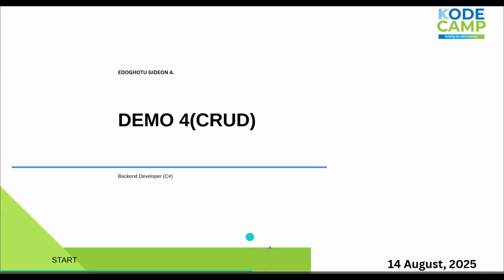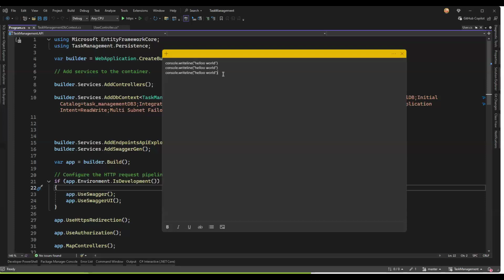Have you seen it now? Yes. Okay, so you have your console dot write line. Sorry. Are you writing anything? Can you see my sticky note? No, we are just seeing the demo for CRUD. How about now? Not yet.